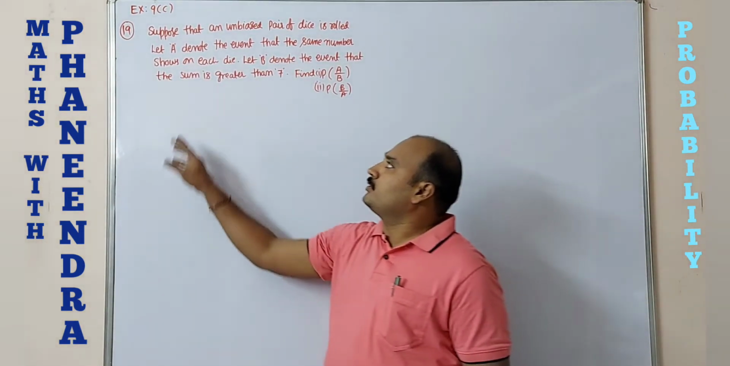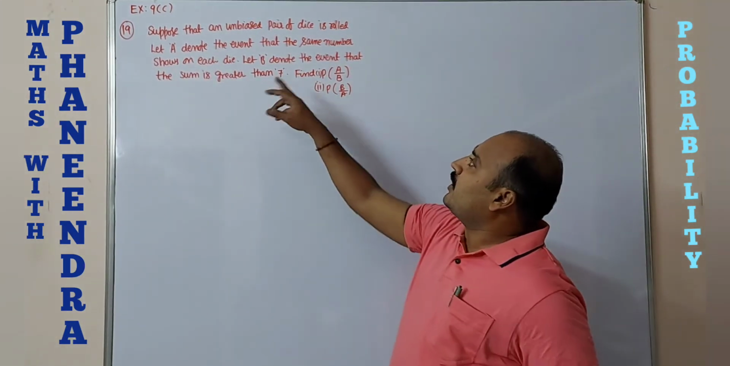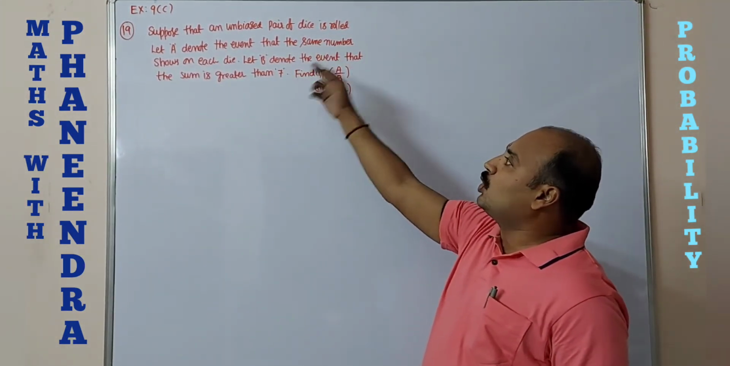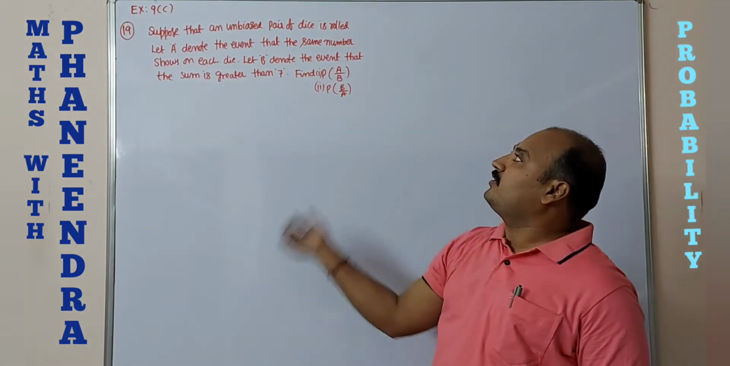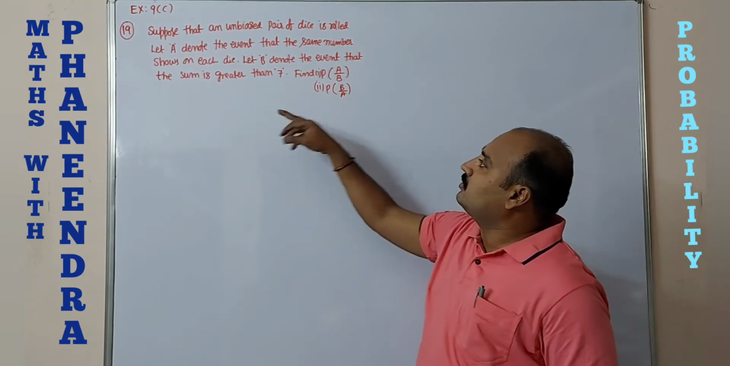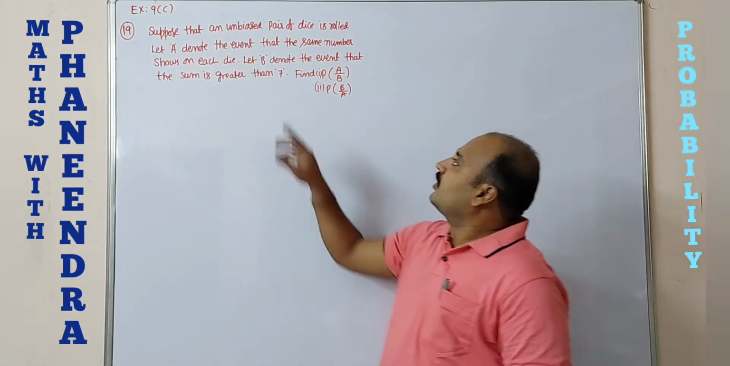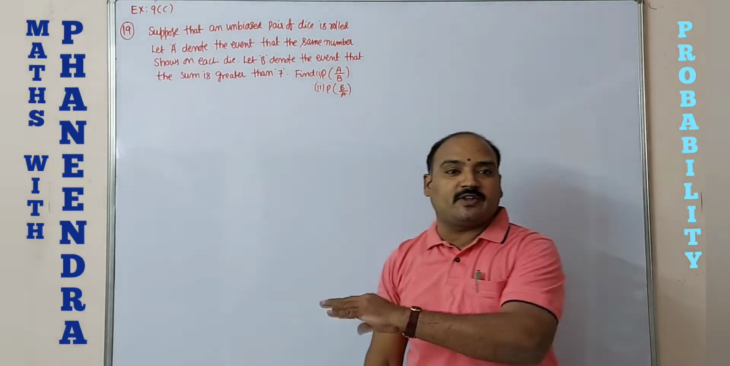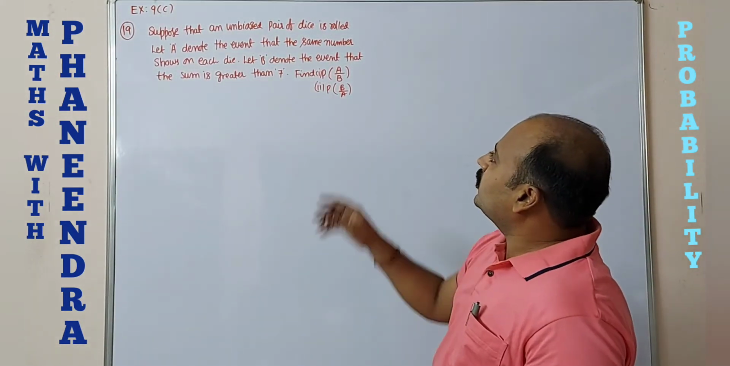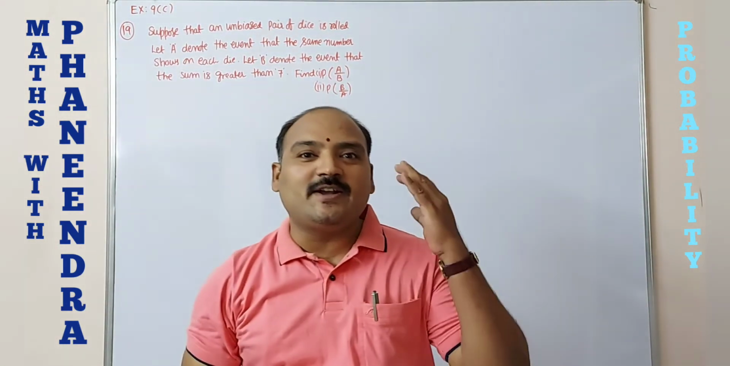The next question, question number 19. Suppose that an unbiased pair of dice is rolled. Let A denote the event that the same number shows on each die, let B denote the event that the sum is greater than 7.